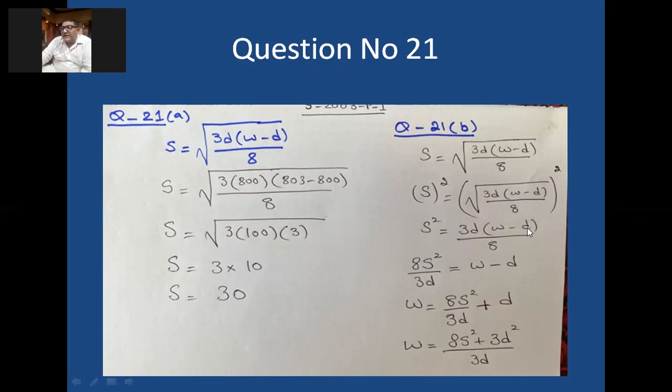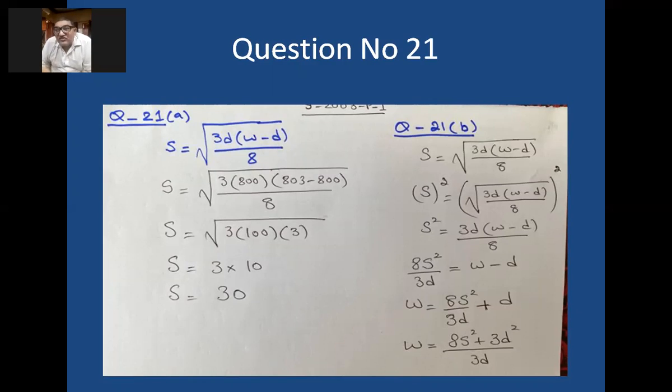So 3D bracket W minus D divided by 8. So this 8 will go on the other side. 3D will go on the other side. So I will have 8S square divided by 3D equals to W minus D. Take this minus D to the other side, it will add. So you will have W equals to 8S square by 3D plus D.